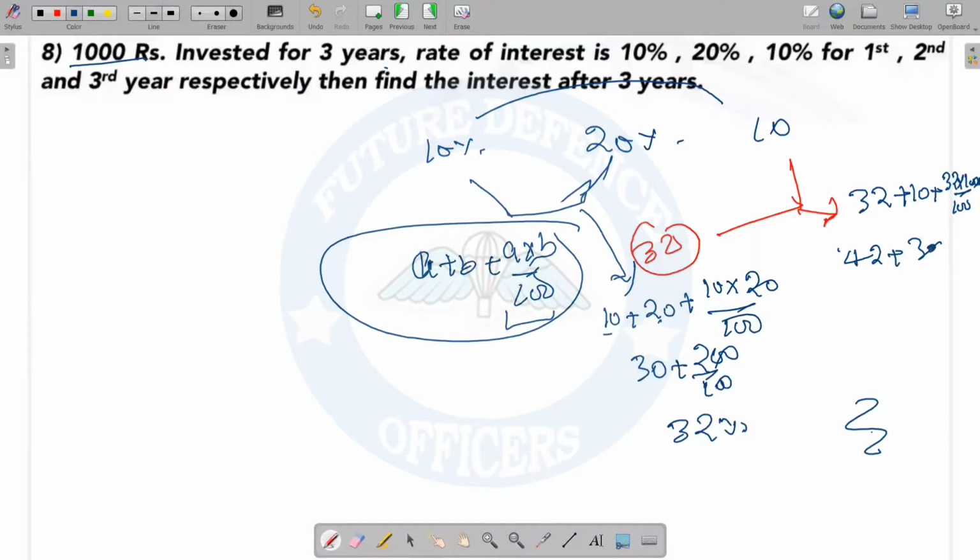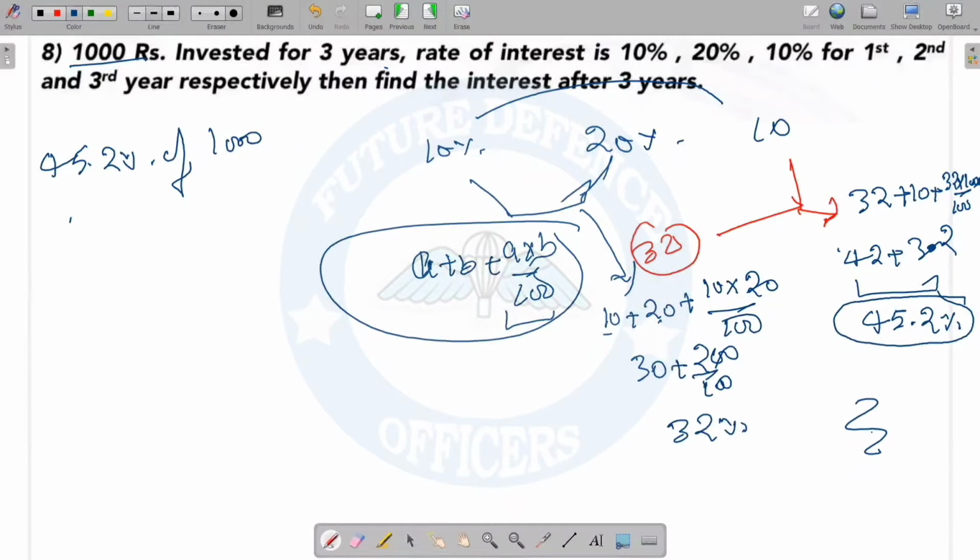Okay. So 3.2. So it became 42 plus 3.2. It became 45.2%. Now, what is our task? Our task is simple. Calculate the 45.2% of 1000. So how much are we getting here? 452 rupees is the interest.